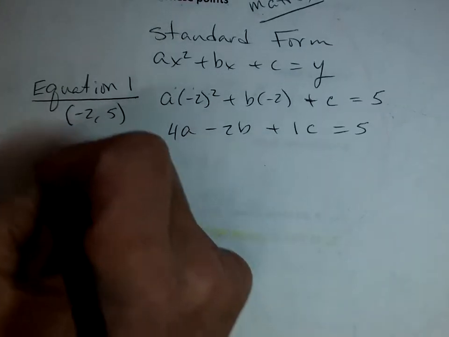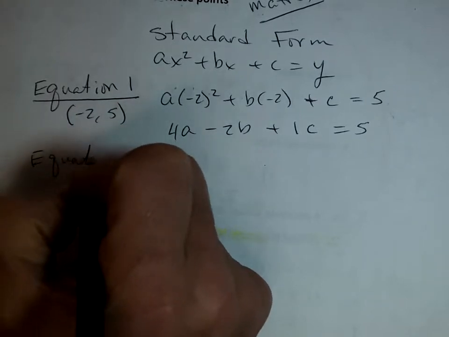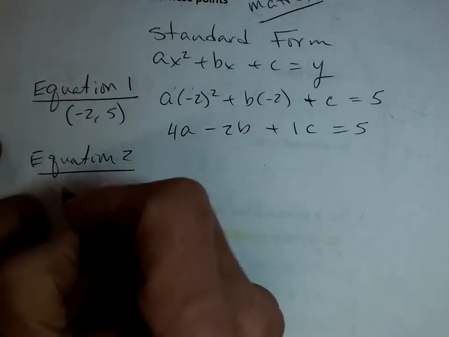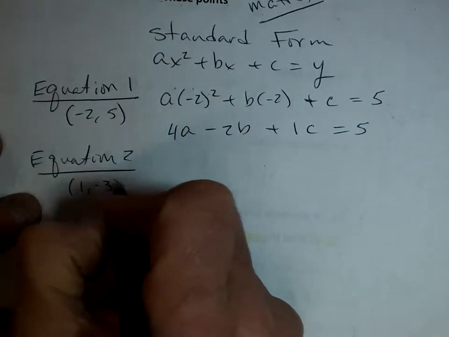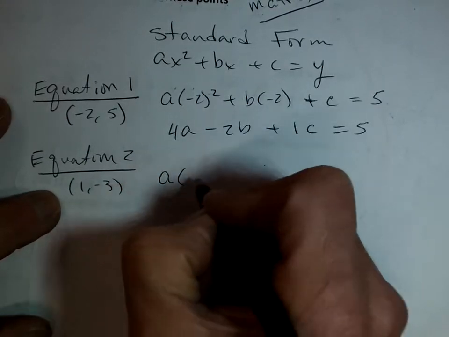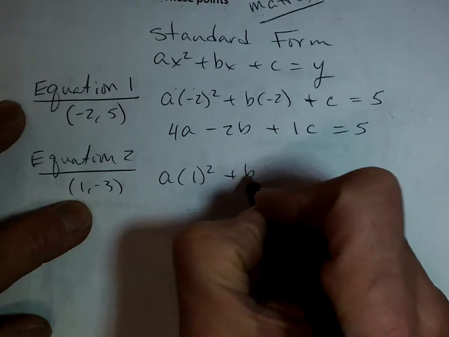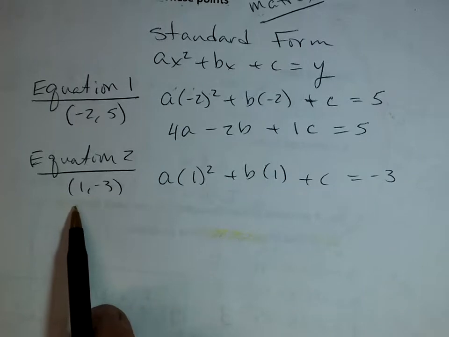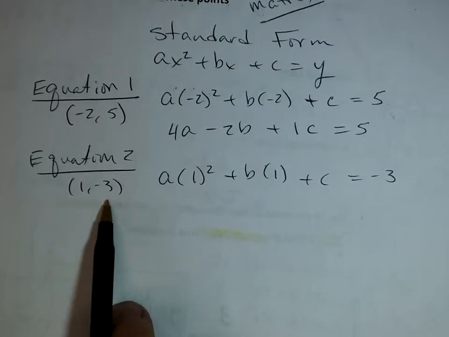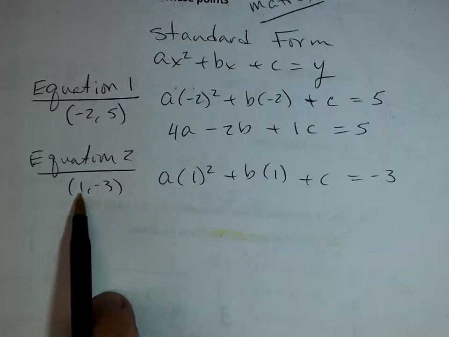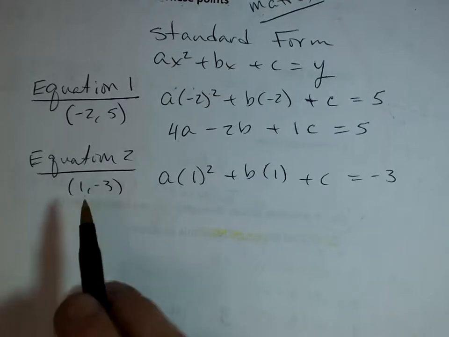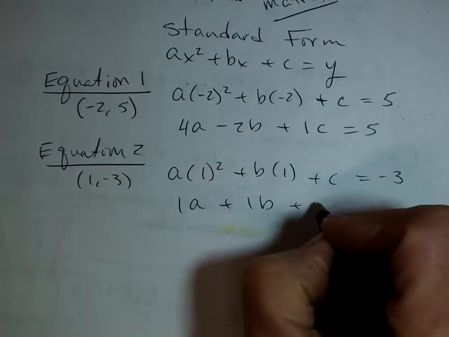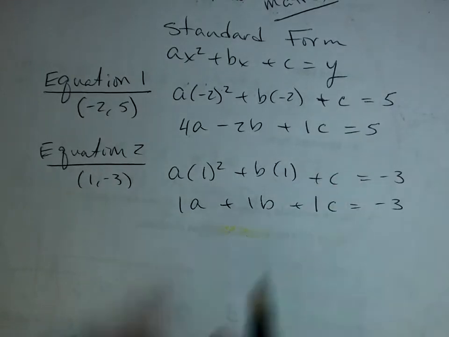Let's make equation 2. To make equation 2, let's take our second point, point B, and do the exact same thing. 1, negative 3. So we're going to go a times 1 squared plus b times 1 plus c equals negative 3. So I plugged my 1 in for x and let y be negative 3. Now let me simplify that. Same thing as 1a plus 1b plus 1c equals negative 3. Okay, got equation 2.